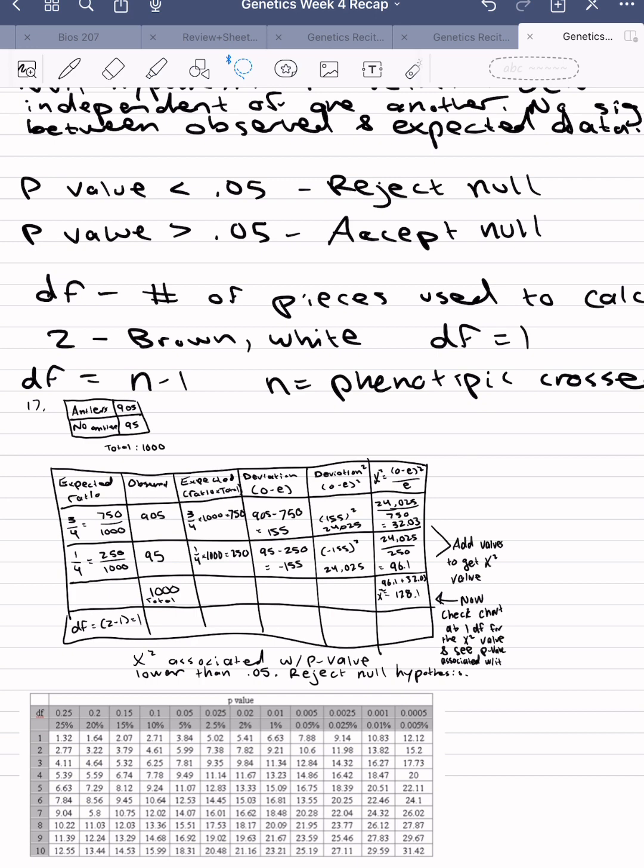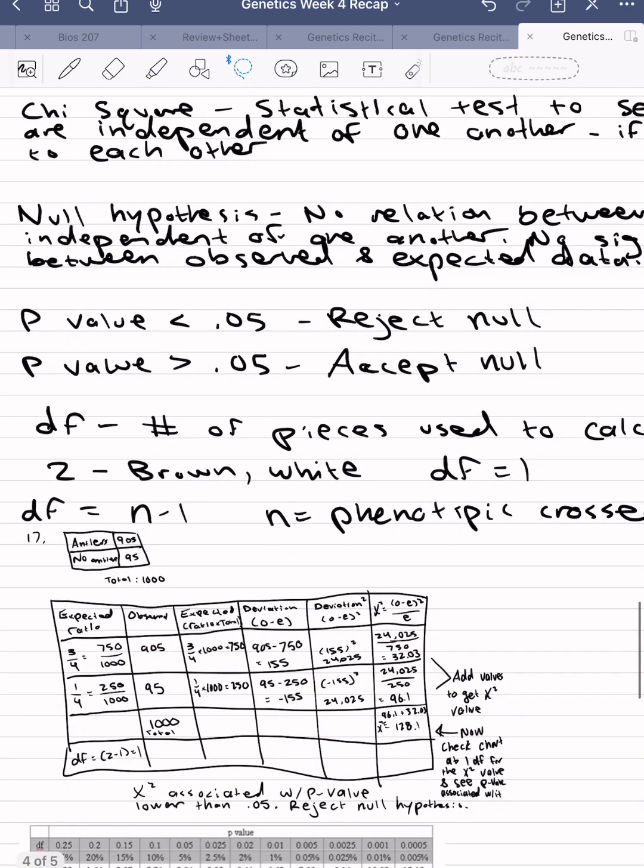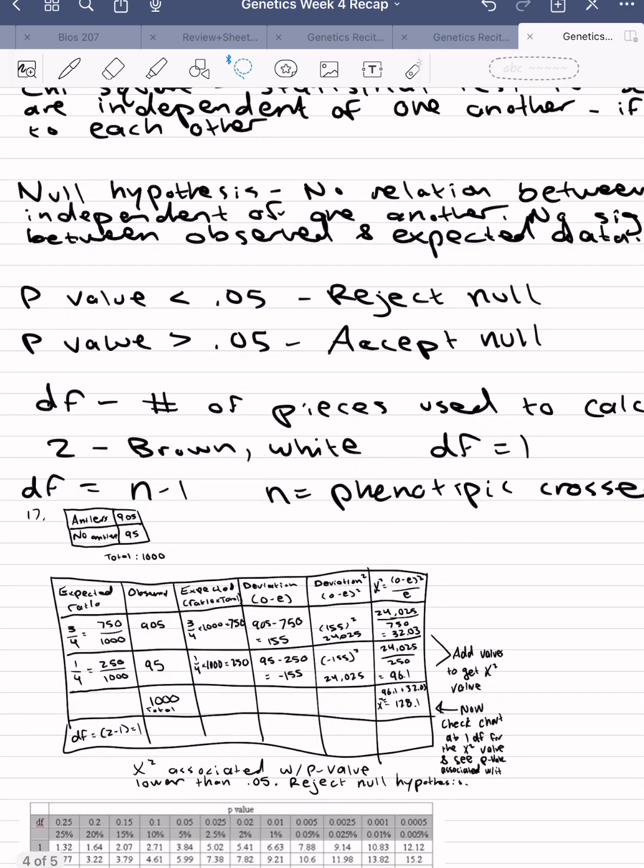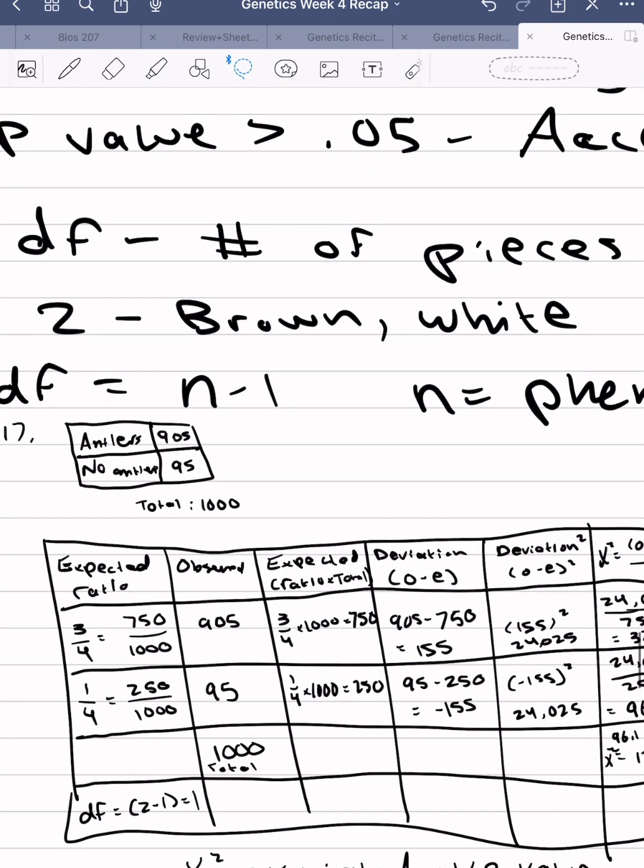What we would do is calculate the expected ratios. Let's say the expected ratio is 3/4 for having antlers and 1/4 for having no antlers. The expected ratio for antlers would be 3 out of 4, and for no antlers, 1 out of 4. We observed 905 of them that had antlers, and we saw 95 of them which did not have antlers.